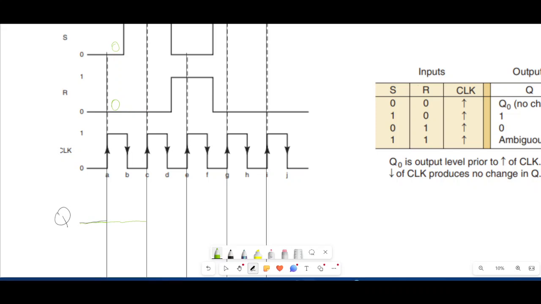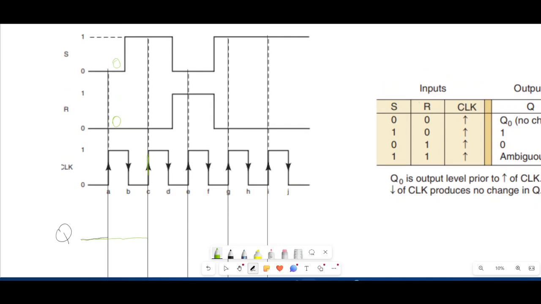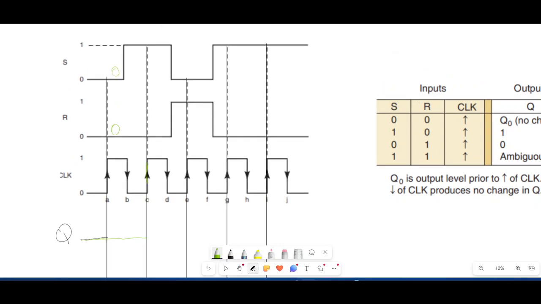till we get to the next PGT, positive going signal. Then immediately after this positive going signal, what do you see? S is 1, R is 0. What does that tell you? S is 1, R is 0, look at it here, Q is 1. So Q is going to go up to 1 and it's going to remain 1 till it gets to the next PGT.